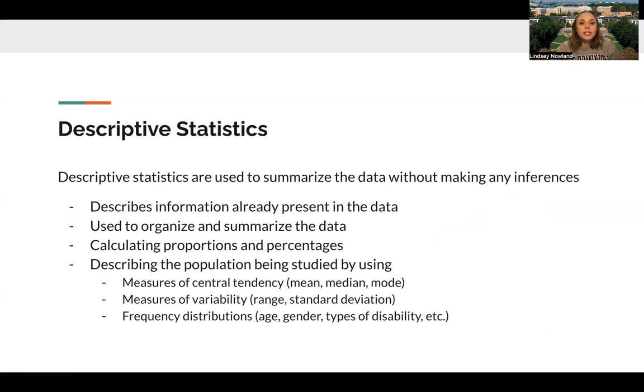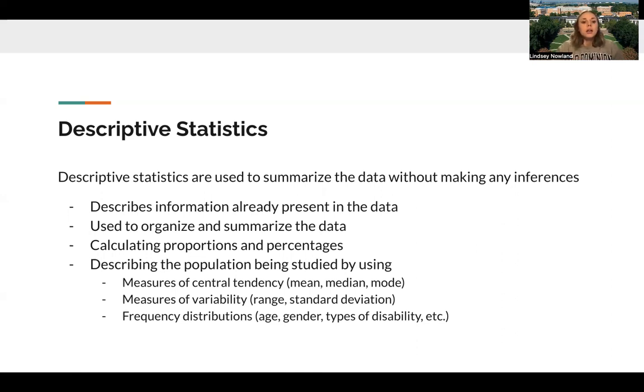So again, the descriptive statistics are used to summarize the data without making any inferences. So you're not looking at how the independent variable affected the dependent variable yet. You're just looking at the information that's already present in the data. So descriptive statistics are used to organize and summarize the data that's already been given to you, without applying the independent variable to the dependent variable, or without looking at that effect. So you're just calculating proportions and percentages.